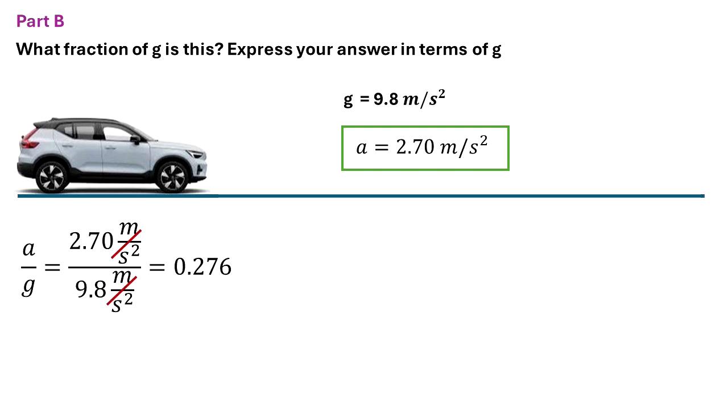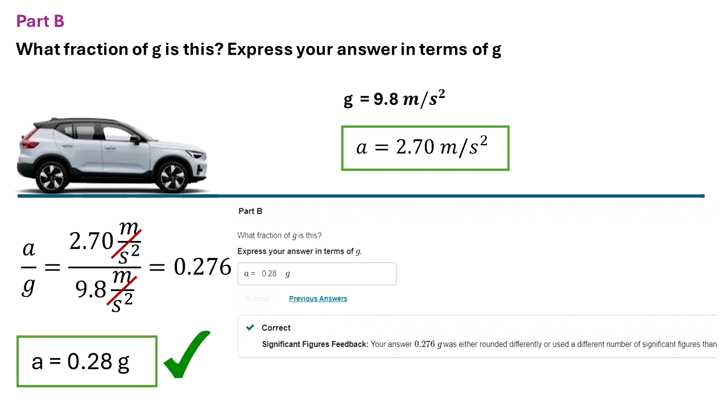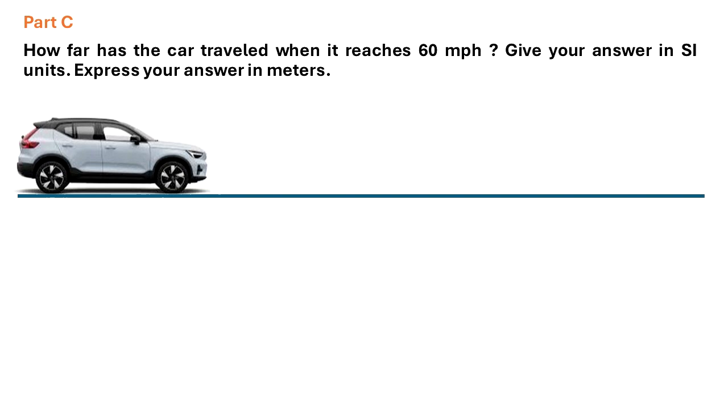The acceleration that we found, we divide by 9.8, finding a ratio of 0.276. And we can round up to 0.28 g. That's the fraction of g that corresponds to the acceleration that we found for this car. Now let's do part C.